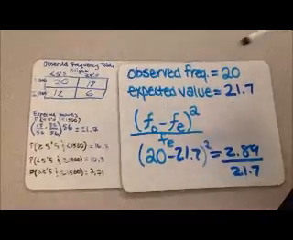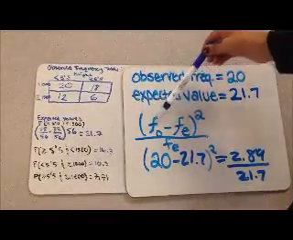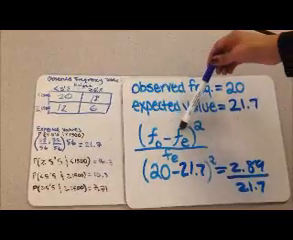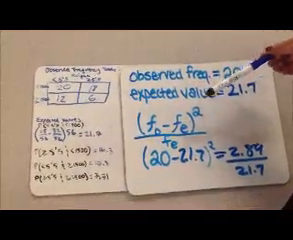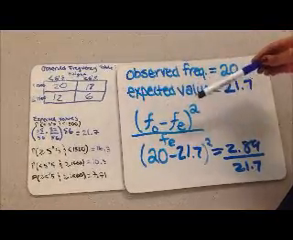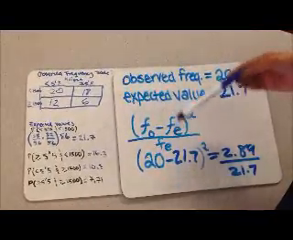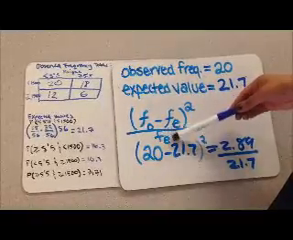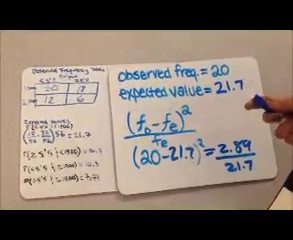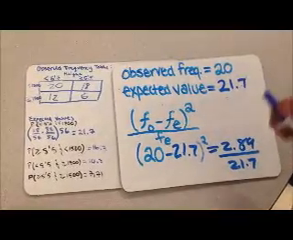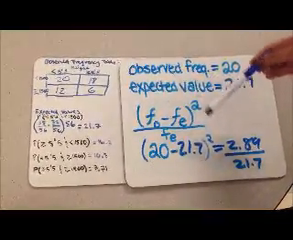We're going to next take our observed frequencies and subtract them from our expected values and square this. This is because we don't want our values to cancel each other out. Then next we're going to divide it by the expected value. This tells us how far our value is from independence.